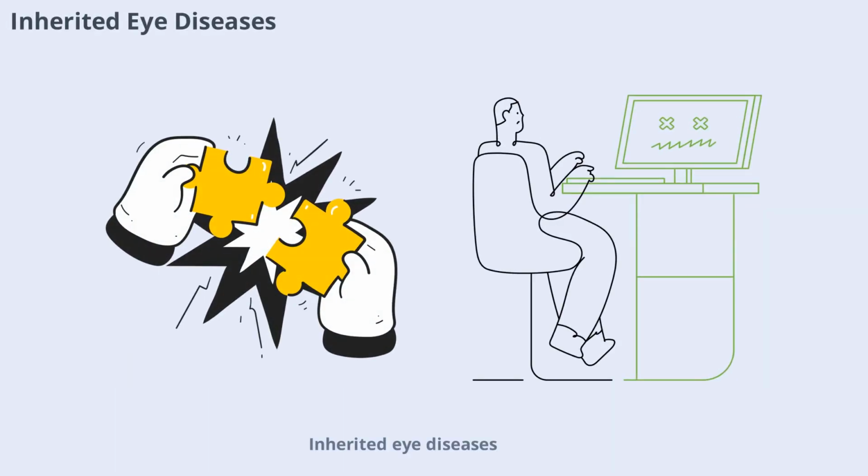Inherited eye diseases, such as retinitis pigmentosa and Leber congenital amaurosis, are caused by point mutations in specific genes. Base editing offers a way to correct these mutations and potentially restore vision. Researchers are testing base editing in animal models and early-stage clinical trials, with the hope of developing lasting treatments for patients with genetic vision loss.